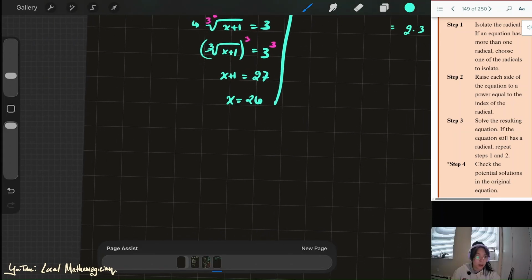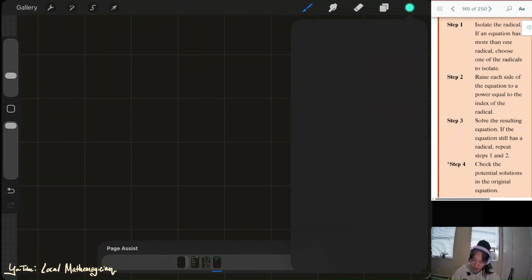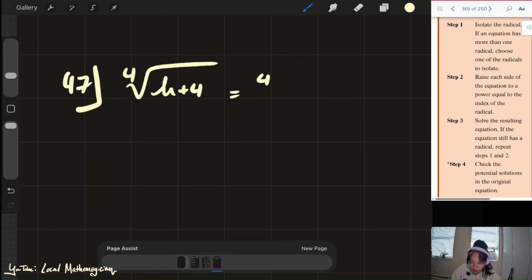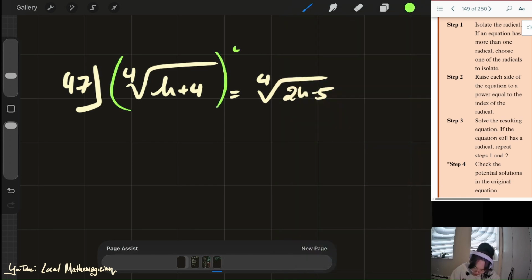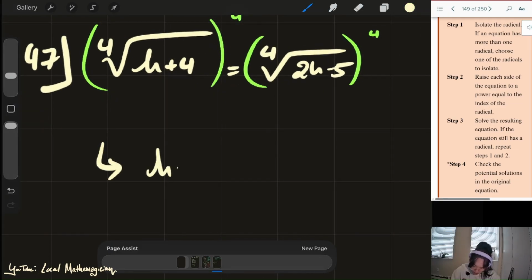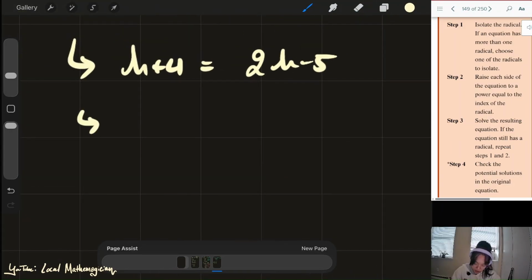Let's do problem number 47 on your practice problems. That one's going to look like the fourth root of h plus 4 is equal to the fourth root of 2h minus 5. Luckily for us, it's already isolated and the indices are the same. We raise both sides to the fourth. That leaves you with h plus 4 is equal to 2h minus 5. This is a polynomial, this is easy. We subtract h on both sides. h minus 5.